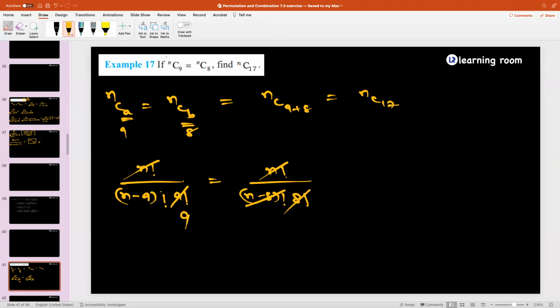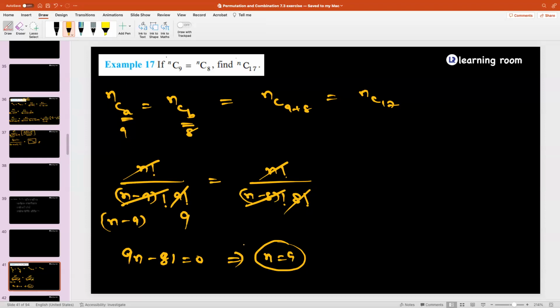Sorry, n minus 8 factorial will cancel this n minus 9 factorial n minus 9 times. So which implies 9n minus 81 is equal to 0, which implies n is equal to 9. But how can n be 9?